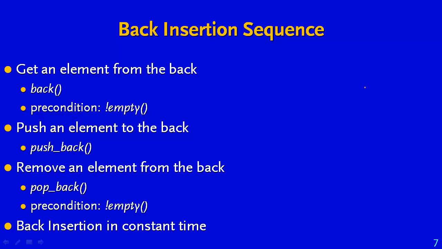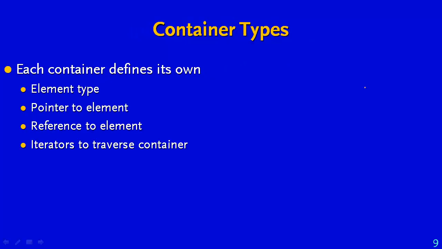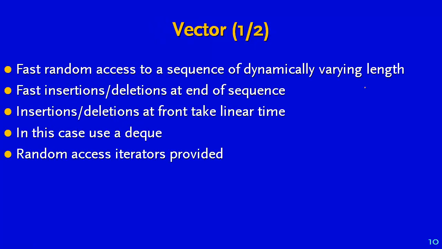Back insertion sequence: you have a back element, which gives you the last element, push back, pop back, with the same conditions as before, and back insertion is in constant time. So the back insertion containers are vector, list and deque. So you see now a vector coming into play. Every container type has its element type, the underlying type T. You can get a pointer to the element using an iterator. You can refer to an element by dereferencing the iterator, and iterators are of course used to traverse the container. So here's the vector, the most important one.